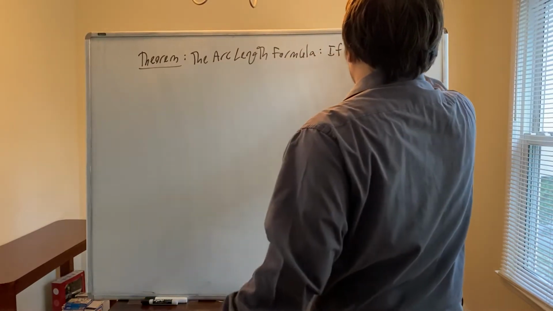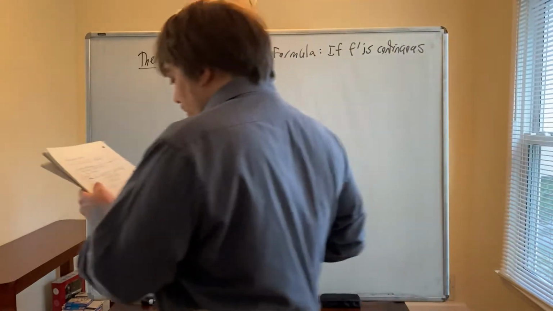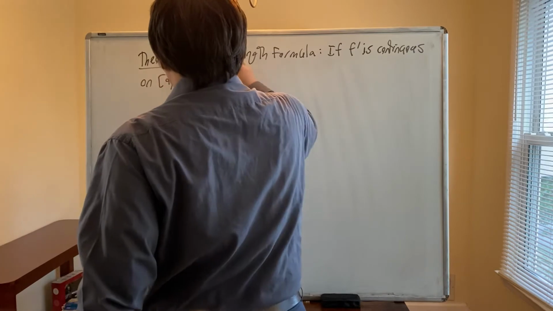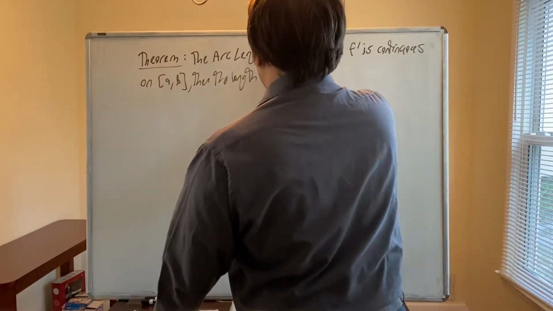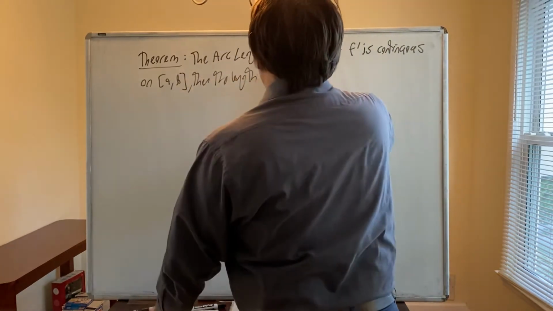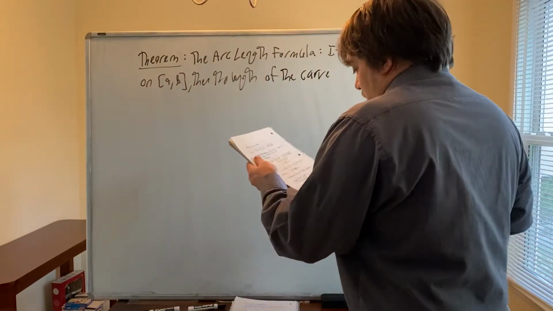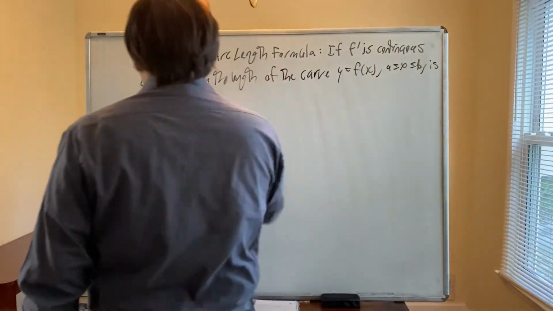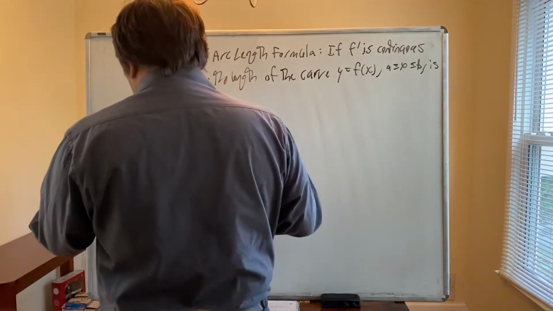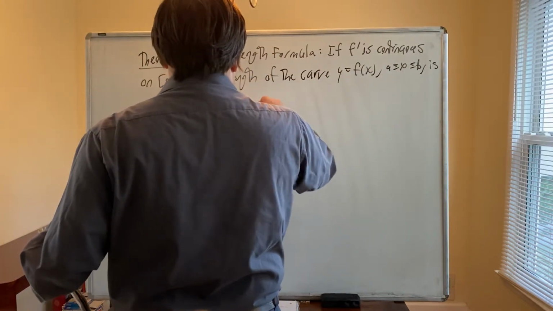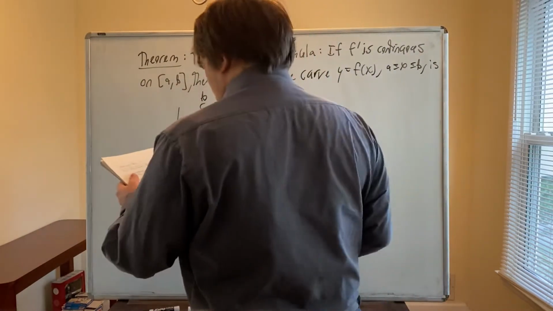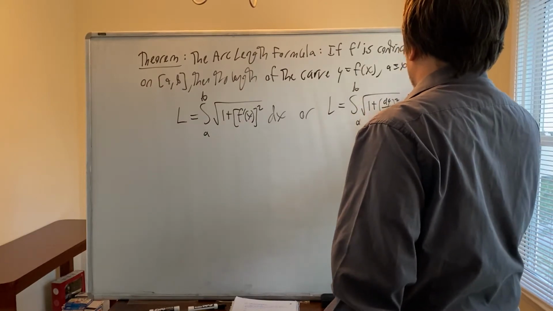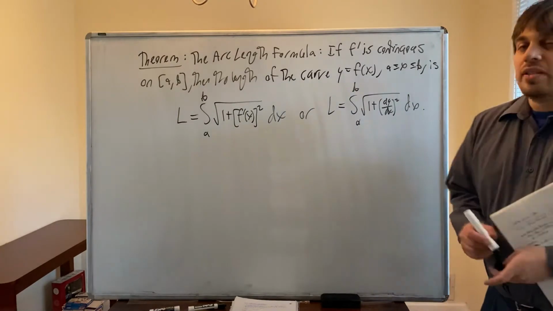If f prime is continuous on the finite closed interval a comma b, then the length of the curve y equals f of x from a less than or equal to x less than or equal to b is capital L, which is equal to the definite integral from a to b of the square root of 1 plus f prime of x squared dx, or capital L is equal to the definite integral from a to b of the square root of 1 plus dy dx squared dx. Okay, so that's the arc length formula theorem.